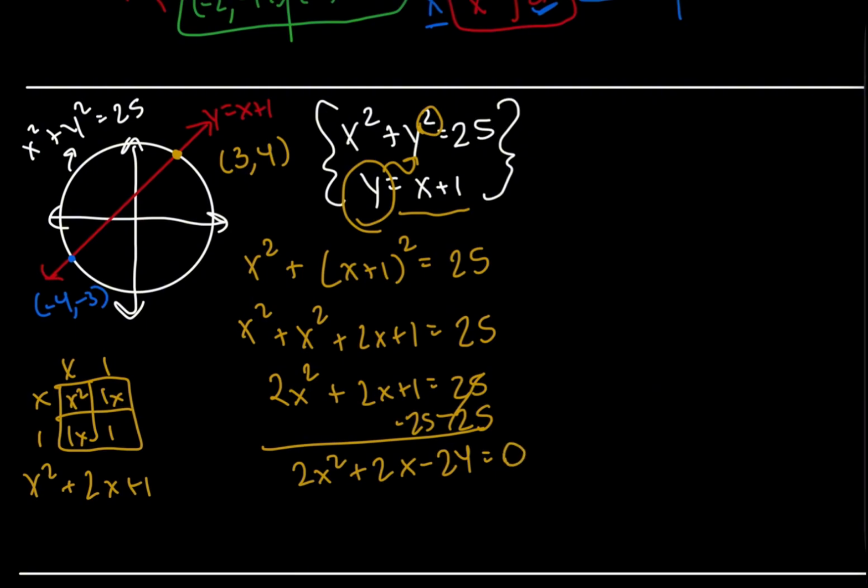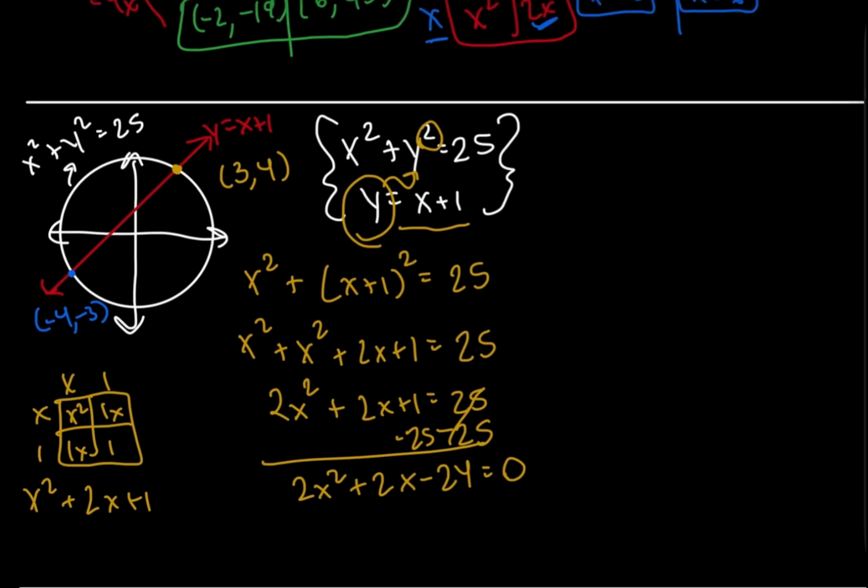Now, there are a few ways you can solve this. I'm going to show you the way that I like to do it. So I'm going to do the box method. So I'm going to get my x. I'm going to multiply 2x squared by negative 24. So 2x squared times negative 24, I'm going to get negative 48x squared. And they have to add to the middle term, which is 2x.